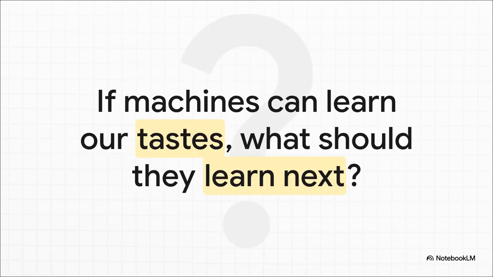So, we've seen how data can teach a machine to have a sense of taste. It's a pretty powerful idea, isn't it? And it leaves us with one big question to chew on. If machines can learn to understand our tastes, what do you think they should learn next?